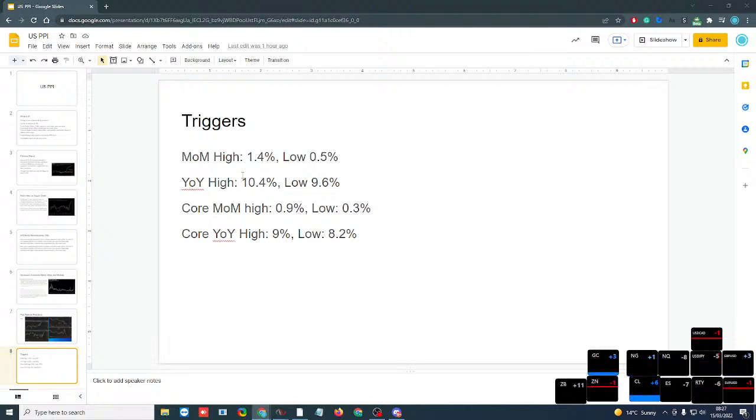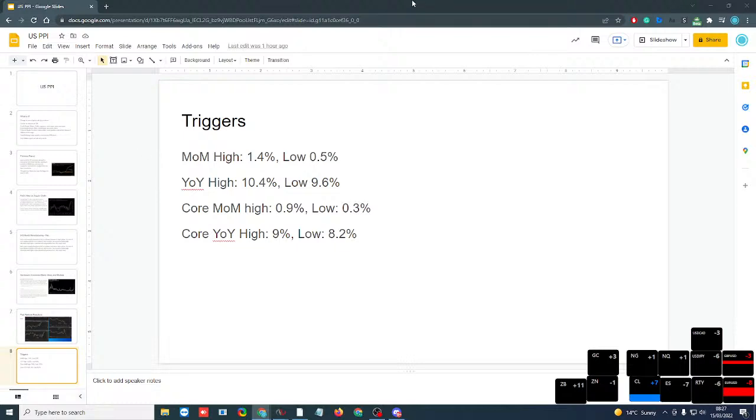Bearing in mind, we've also got some economist data, or this is from an economist survey that we're looking through here as well. So core month-on-month with a high estimate of 0.9% and a low of 0.3%, and core year-on-year with a high of 9% and with a low of 8.2%. So those are your triggers there. We've got about three minutes until we get the PPI release.